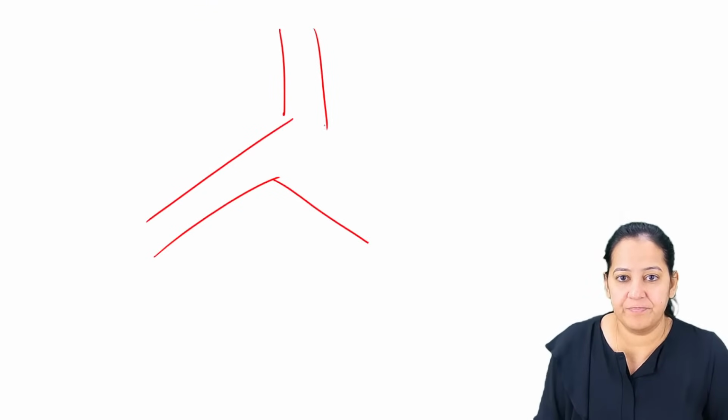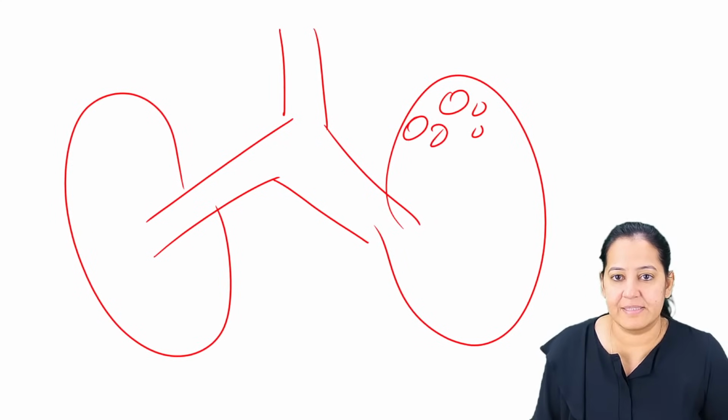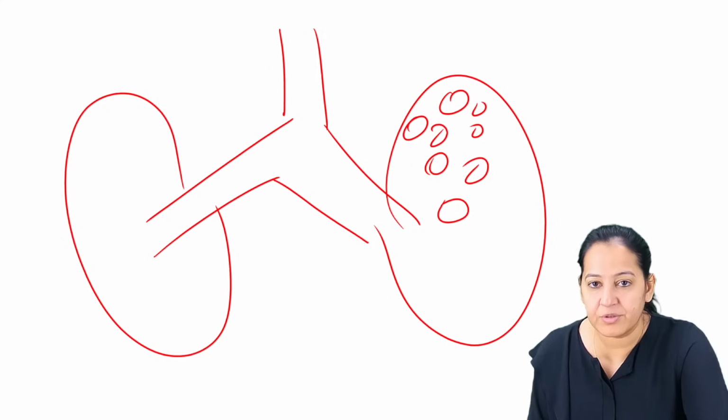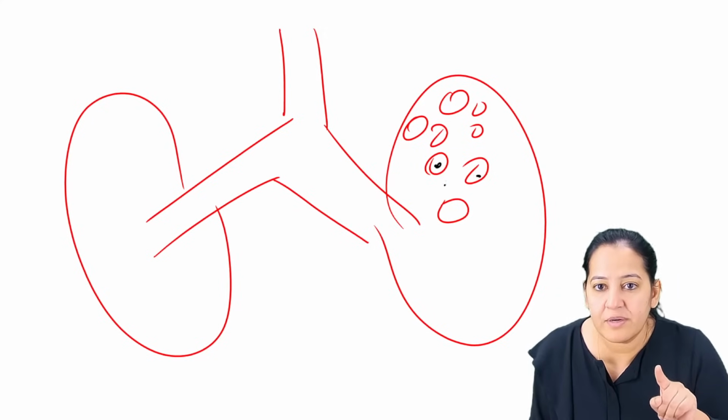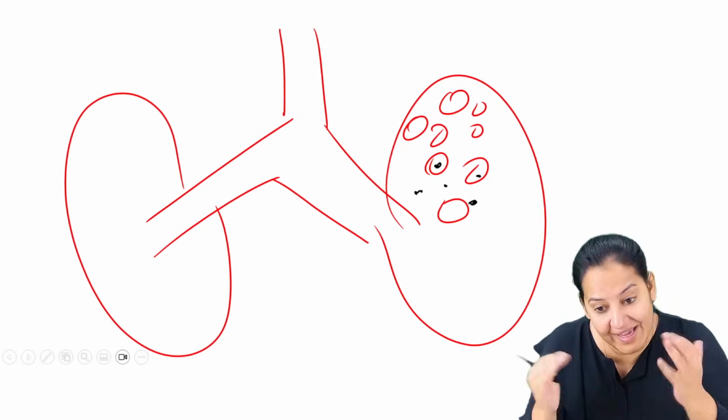Now, this is the lung, and these are the cells of the lung, the alveolar cells. Imagine. So where is the TB bacteria? Mycobacterium tuberculosis is present intracellular also and extracellular also.